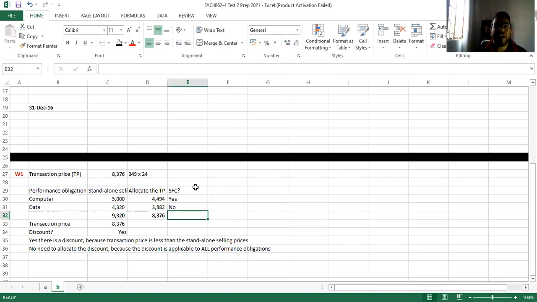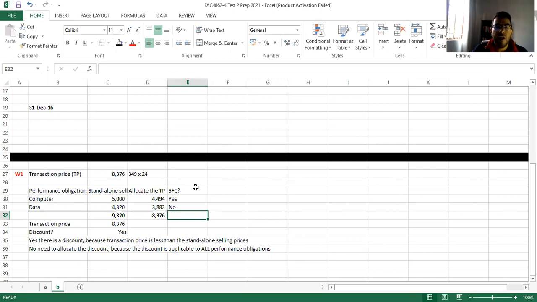So is there a timing difference? The answer is yes. Is the timing difference significant? The answer is going to be yes, because we receive the money over 24 months while we transfer the promised goods or service on day one, while we receive the consideration over a period of 24 months. That is a significant financing component, so therefore we said yes.